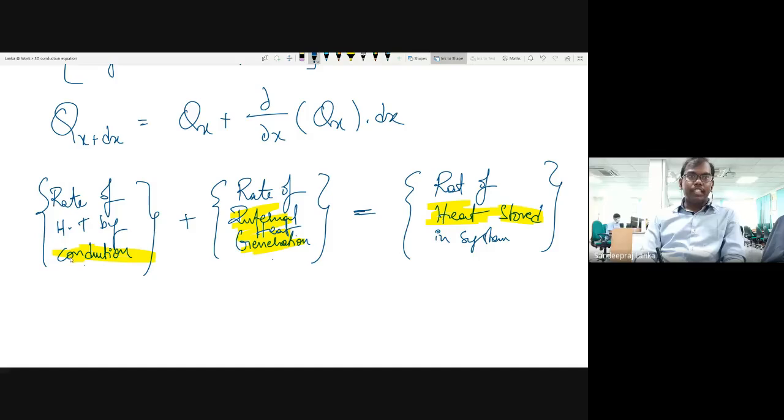It is conduction in the first place. It is internal heat generation in the second place. The third place is heat stored. So whatever heat is entering into the system and leaving the system, you will take by this one. So let me write it here. This is Q by conduction plus Q, which is generally shown with small q. So I should say it is Q gen is equal to Q stored in the system.